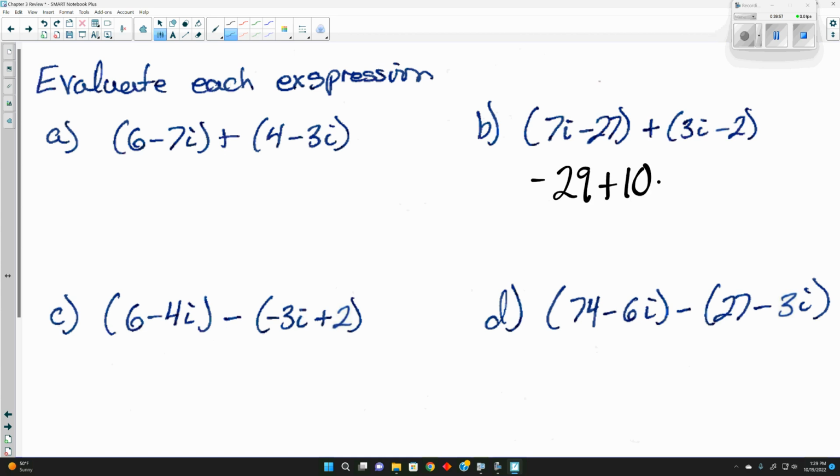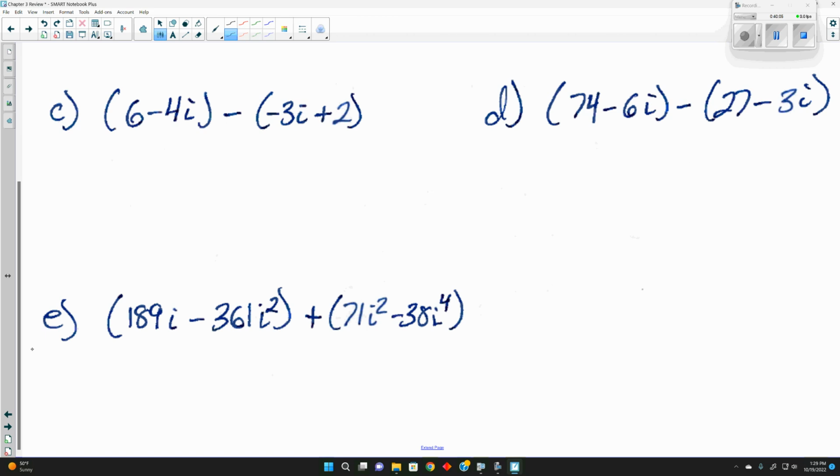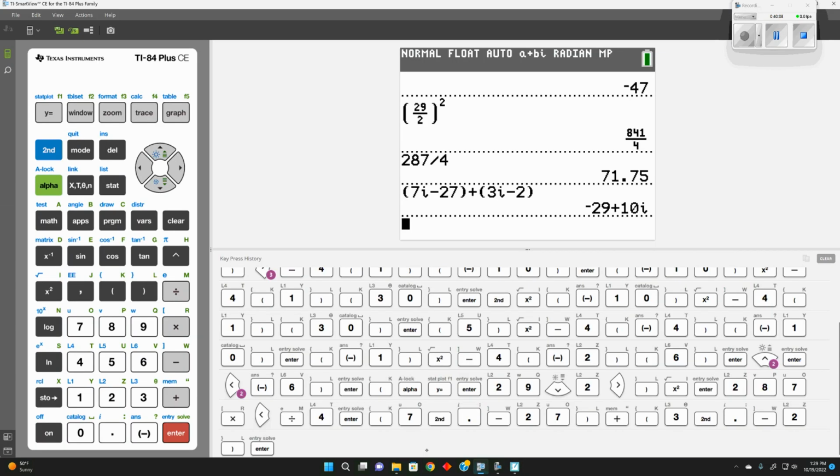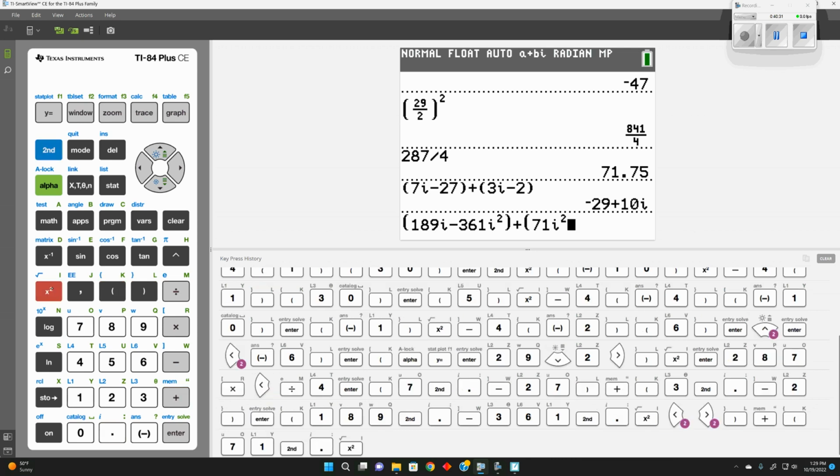So you're talking about E. 189 second i minus 361, and I think you did square, yes? If I wanted to, I could go back over and change it that way. The other way, plus 71 second i squared minus 38 second i.